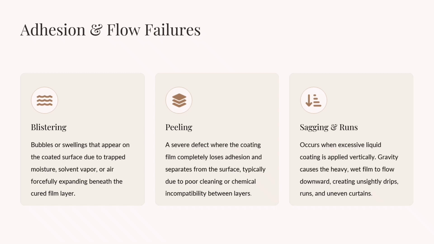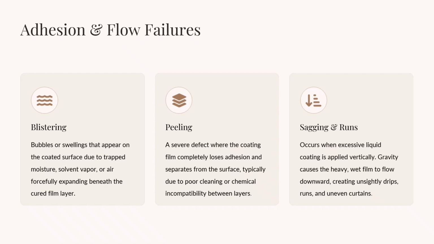In this slide, I will explain adhesion and flow failures, which are common defects in coating application. These defects affect how the coating sticks to the surface and how it spreads during application. The first defect is blistering. It appears as bubbles or swellings on the coated surface. This happens when moisture, trapped air, or solvent vapors expand underneath the cured coating layer.